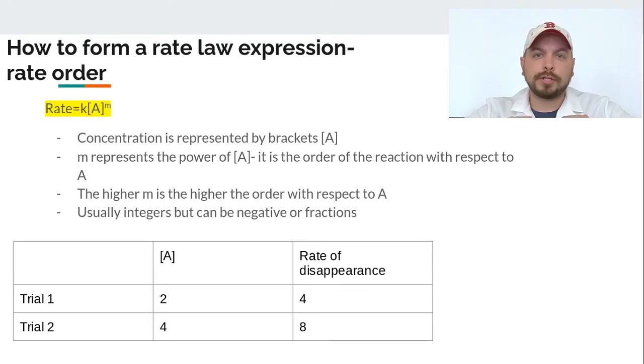The concentration is represented by brackets, and therefore this is the concentration of A raised to a power of m. Now, the concentration of A, you'll notice, is just one concentration. That's because this is going to show us the instantaneous rate of the reaction at any point where A is that concentration. The power that you see, the exponent m, represents the order of the reaction with respect to A. The higher that number is, the greater the order of the reaction with respect to A.